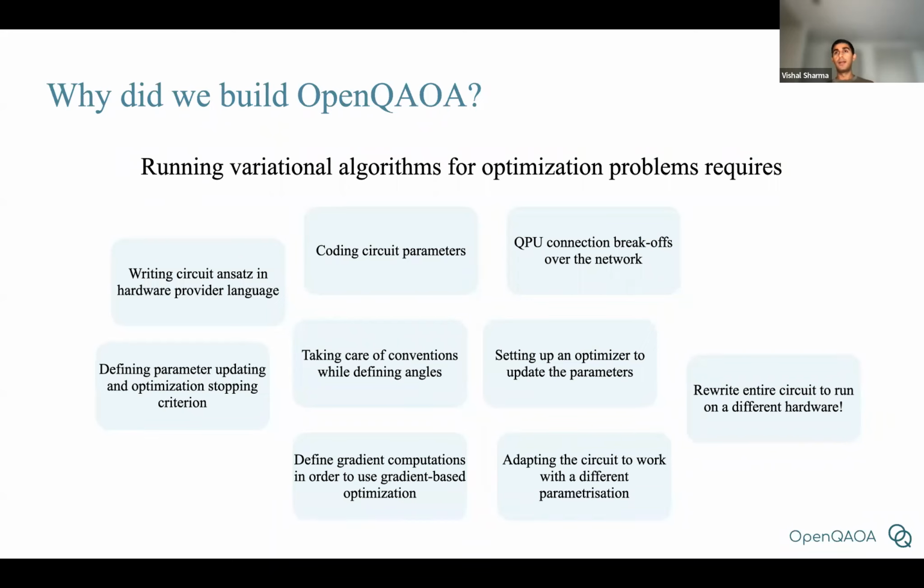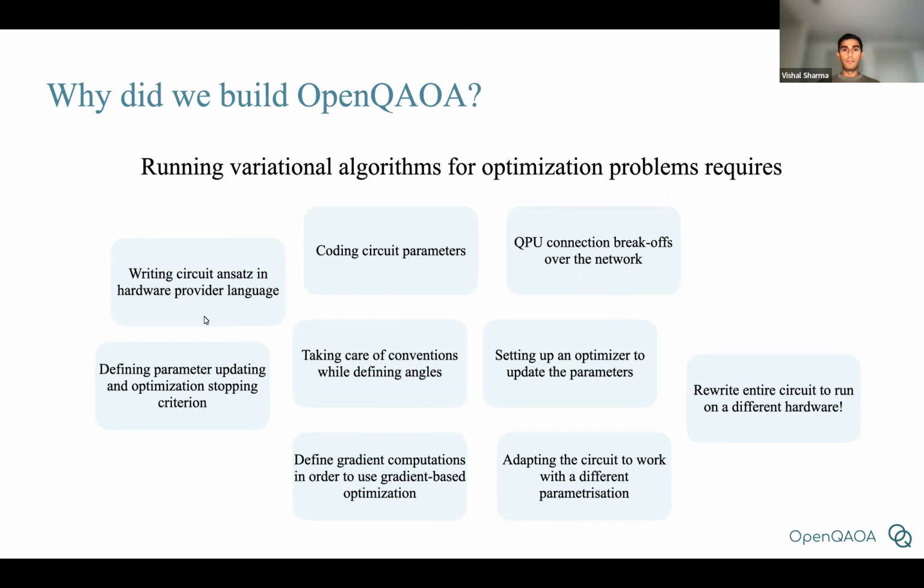And as a researcher, if you want to focus on what your QAOA can do, or how you can apply it to your problem and what variations you can try, this is something that you can leave to automation, right? So these are some of the areas that we wanted to tackle when we were building OpenQAOA internally as well.